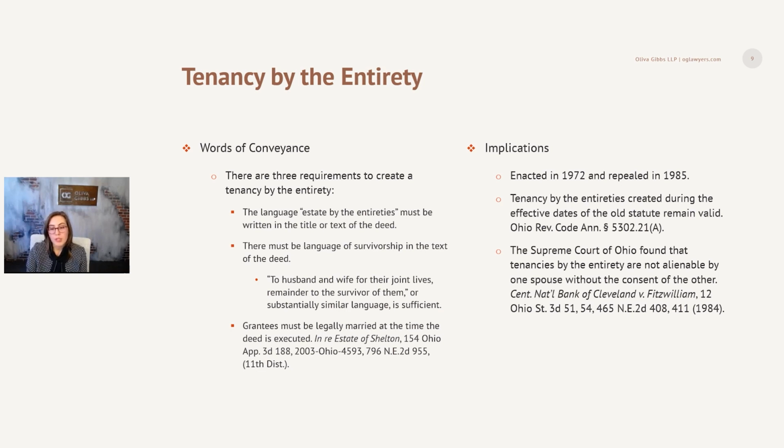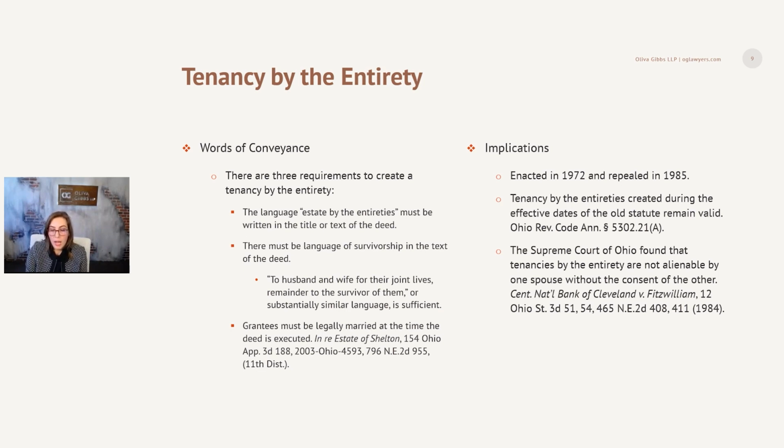Now, there are three requirements to create tenancy by the entirety. The first being the language "estate by the entireties" must be written either in the title or the body of the deed. Second, there must be language of survivorship in the text of the deed. You will note here that that language is the exact same as the language required for a joint tenancy with right of survivorship. And third, the most important part, the grantees must be legally married at the time the deed is executed.